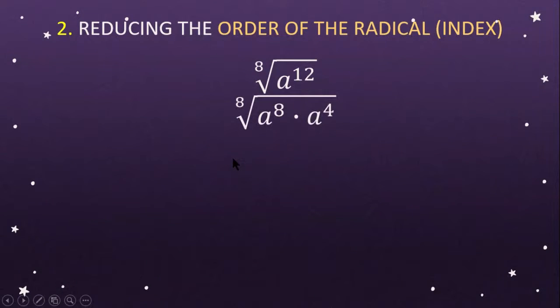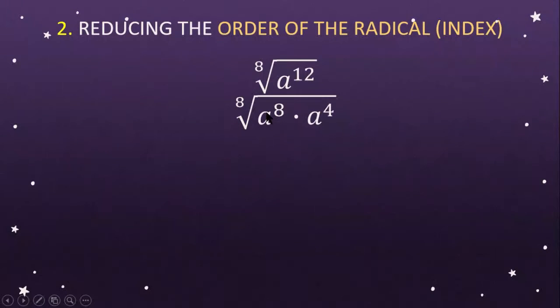So we need to factor out the a raised to 12. So a raised to 12 is a raised to 8 times a raised to 4. So we have the product rule in algebraic expression, specifically in exponent. When the base is the same and it is multiplication, we just have to add the exponents, like 8 plus 4, and then the product will be a raised to 12.